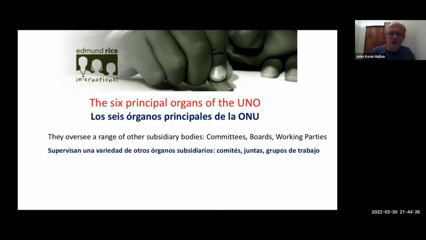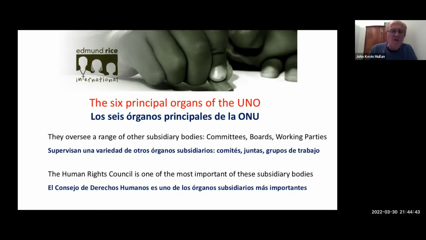Now, as well as those six, the UN oversees a range of other subsidiary bodies. There are many committees and boards and working parties that the UN has, in addition to the six main organs that I mentioned. And the Human Rights Council is one of the most important of these subsidiary bodies. Later on, I'm going to be speaking about the Human Rights Council. So that's my little presentation about the United Nations. I finished there by mentioning a subsidiary body, the important one being the Human Rights Council.